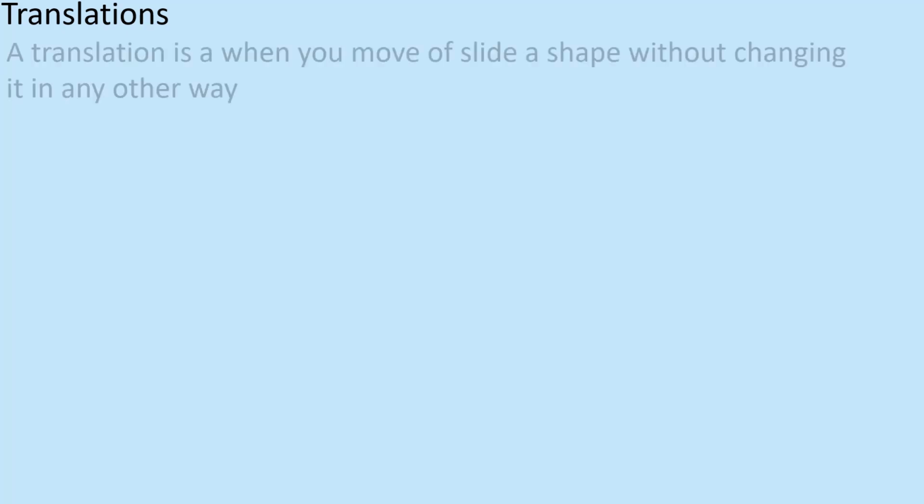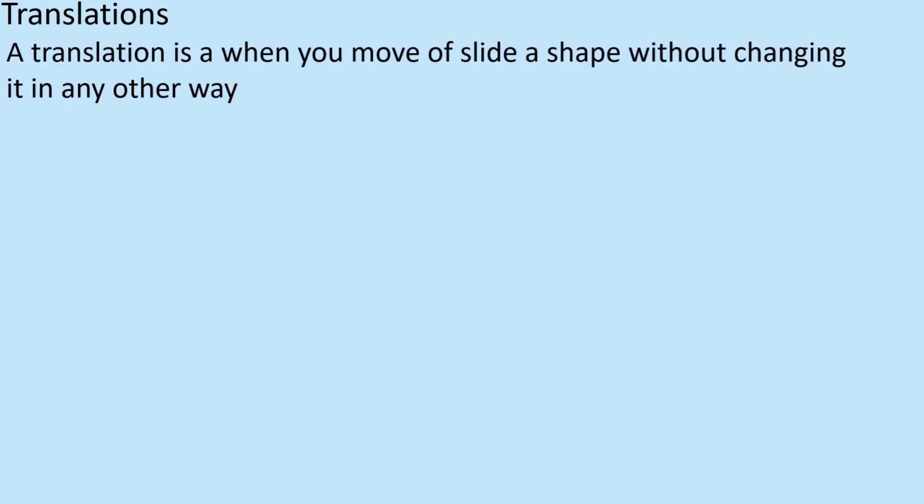Alright, so when we're looking at translations, translation means effectively move. So we're looking at moving shapes, and it's really a case of how you do translations, how you describe translations, but essentially it is just moving. So we're not rotating it, we're not reflecting it, we are literally moving it.